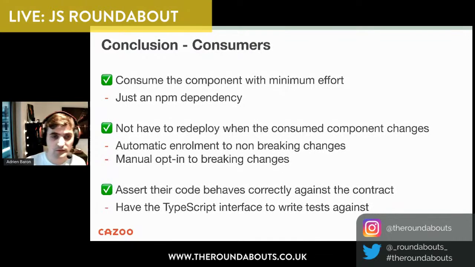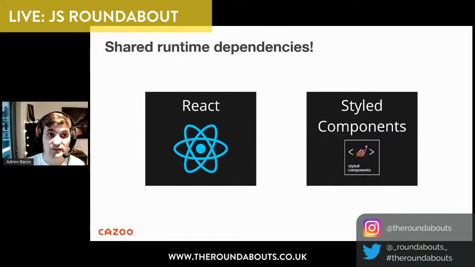The consumer can consume the component with minimum effort. It's basically just another npm dependency, but instead of importing the component directly, they import a function that returns it asynchronously. They don't have to redeploy whenever the consumed component changes. And finally, they can assert their code behaves correctly against the contract because they have the TypeScript interface of what they're getting, so they can mock it if they want to check everything is okay. And we have shared runtime dependencies also, which is one of the cool added benefits of that approach.